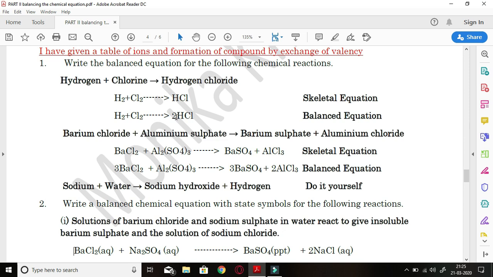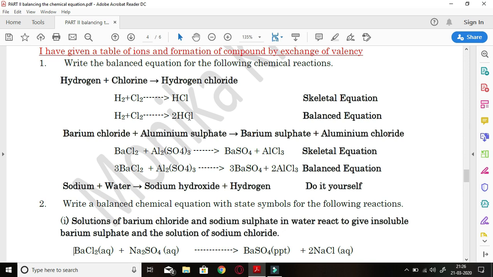Now since it is 2 in number, my chlorine atoms will be 2 also, and if I check on the left hand side, that is also 2 in number. This means now my equation is balanced, since the atoms on the left hand side are equal to the atoms on the right hand side.